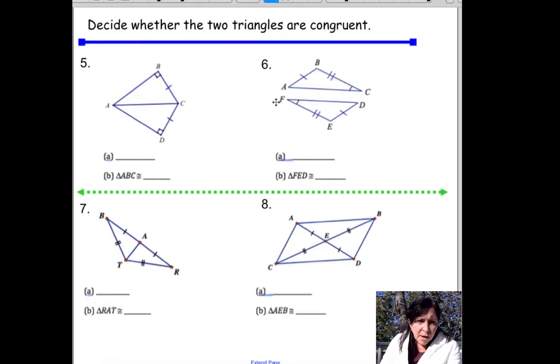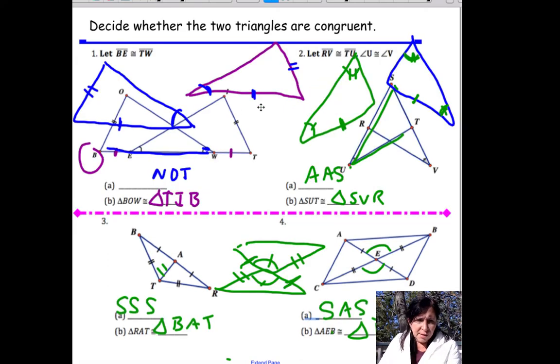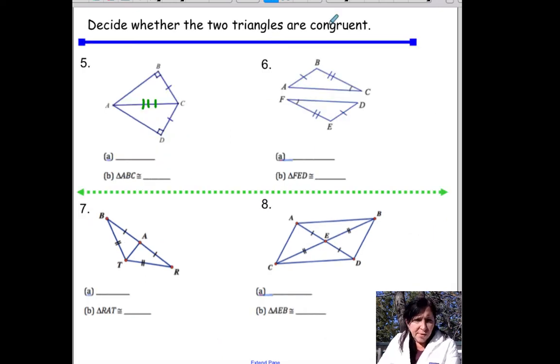More of the same. We know that this side is congruent to itself. Okay, now here's the thing with this. The last triangle that we said was not congruent because of side-side-angle did not have a right angle in it, whereas this one does.